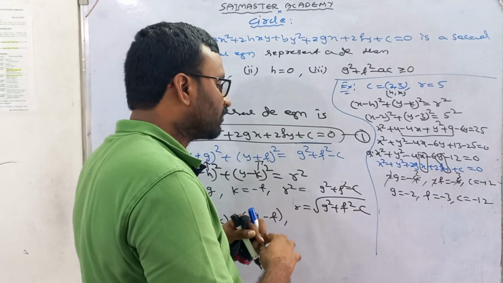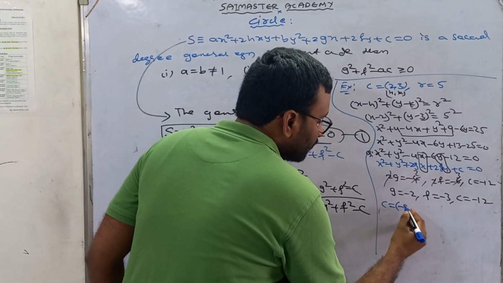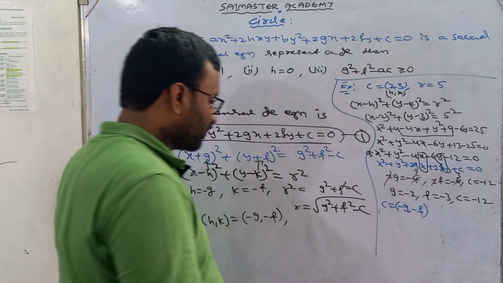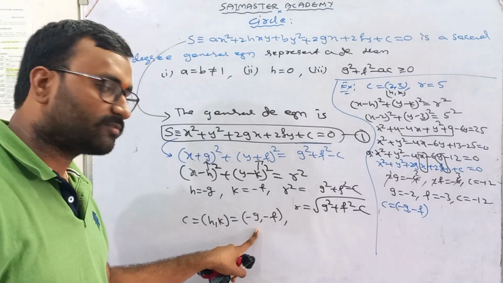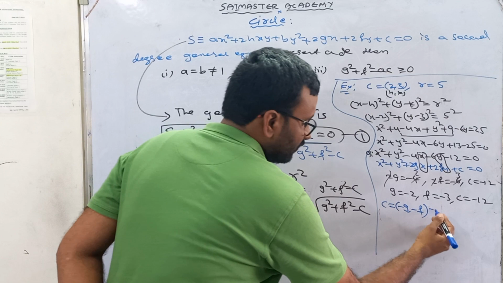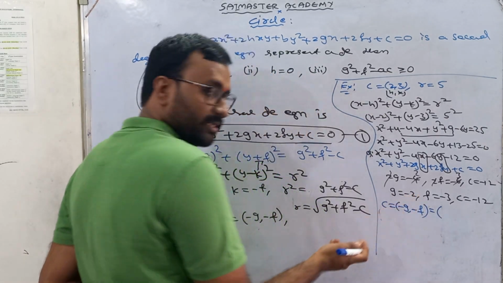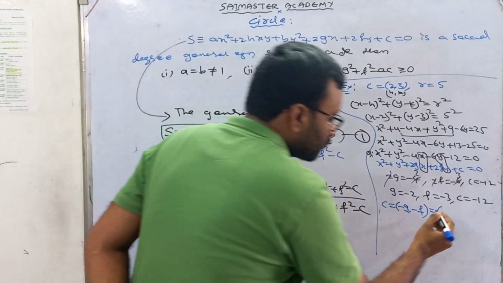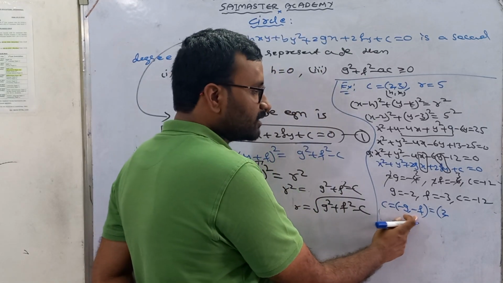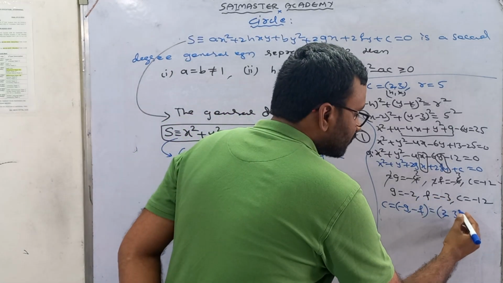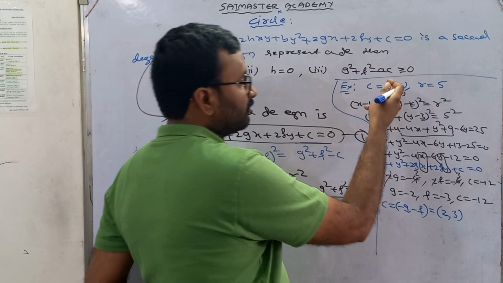Now go to center formula. What is the center formula? Minus g comma minus f. Center formula: minus g comma minus f. Now substitute here minus g comma minus f values. What is that? Minus g, already minus, minus into minus, plus 2. F, minus into minus, plus 3. So 2 comma 3 is the center. Already we have 2 comma 3.